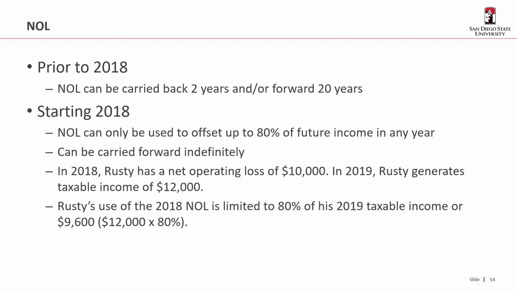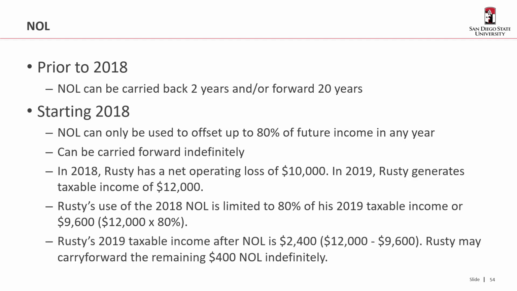So he can use 80% of his 2019 taxable income, which is $12,000 times 80%, or $9,600. The remaining $400 is carried forward and can be carried forward indefinitely. So presumably when Rusty makes income in 2020, he'll be able to offset up to 80% of that as well and absorb the $400 and therefore reduce his taxable liability for those future years.